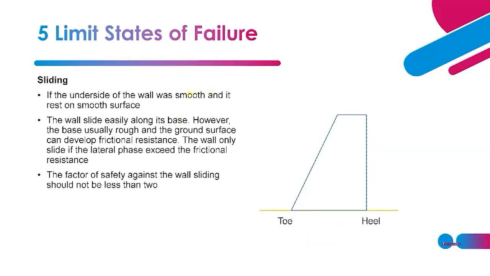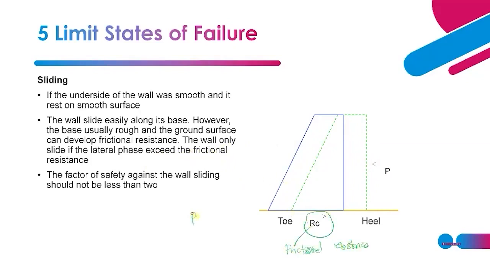If the underside of the wall is smooth and it rests on a smooth surface, below here, okay, just smooth, the wall slides easily along its base. So the wall will slide. Okay, how does it slide? Okay, you put a force there, or we call it pressure here. Your wall will slide. The wall only slides if the lateral force exceeds the frictional resistance. RC here is the frictional resistance. If P is more than RC, then sliding will happen.